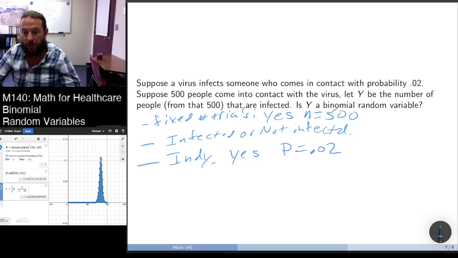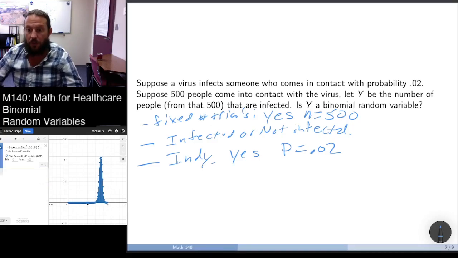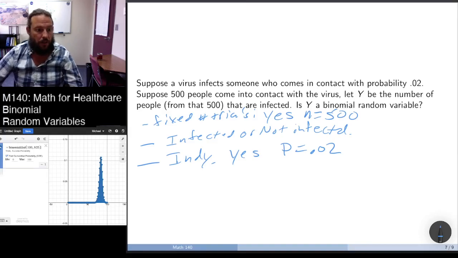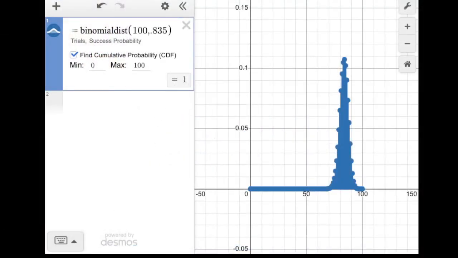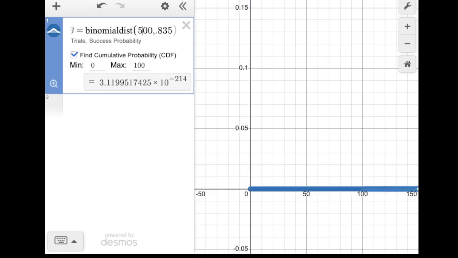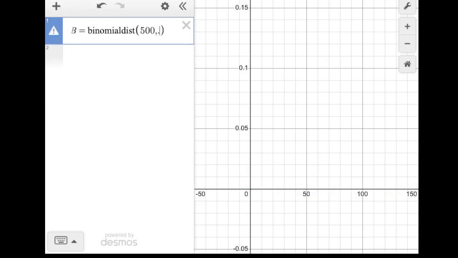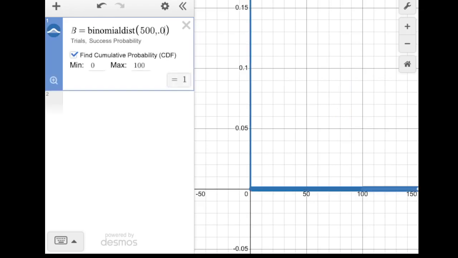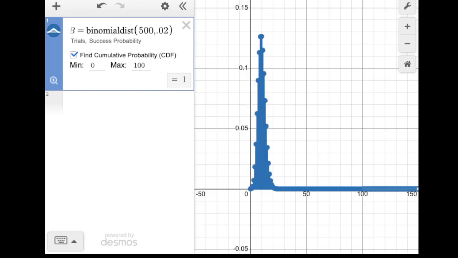And in fact, we could go to Desmos real quick, and before we move forward with that problem, get an idea of what this distribution looks like. So let's see here. We have 500, 0.02. I'm typing this in. Think about where that is going to be.